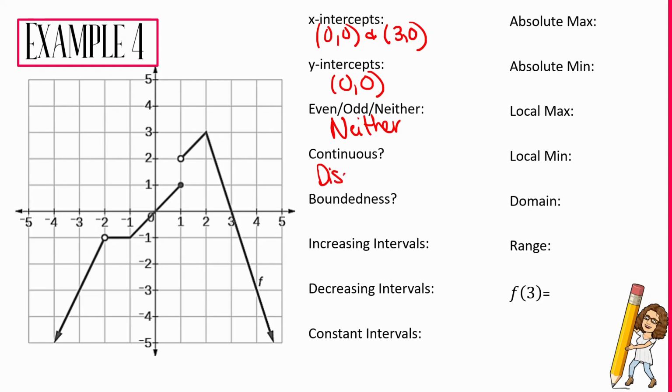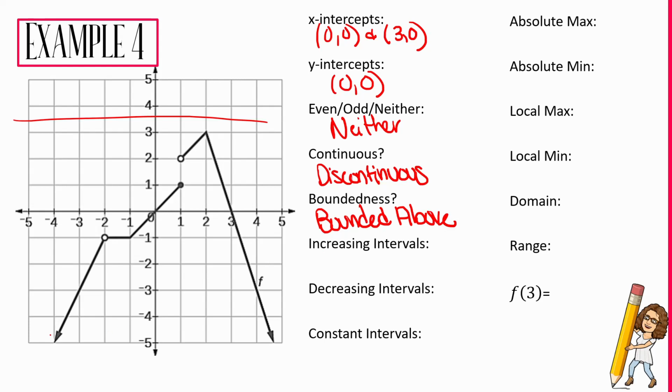This is our first not continuous graph. So we could write discontinuous. You could also write that it's not continuous. You could just write not or no. Bounded, notice I can draw a line above it, and I will not be able to cross that. But I can't draw a line below, it will cross through. So I'm going to say this graph is bounded above.